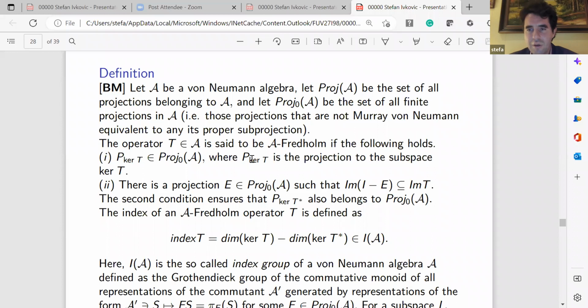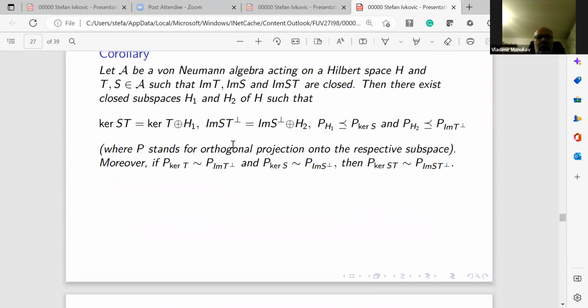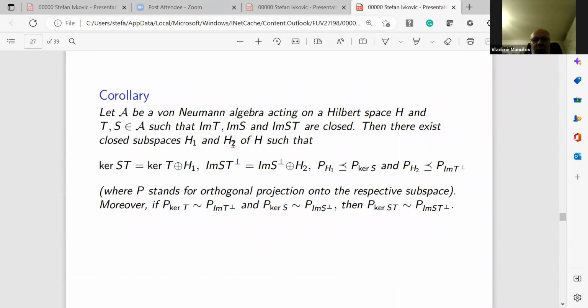Sorry, at the previous page, you said that there exist some closed subspaces H sub 1 and H sub 2, and you wrote projections onto these subspaces, P sub H1 and P sub H2. Do these projections lie in the von Neumann algebra? Thank you very much for the question. Yes, this is indeed the case.